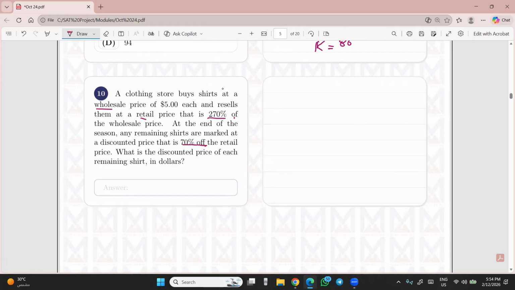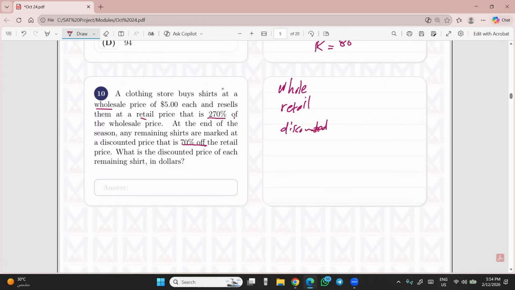So we are talking about the remaining here. So we have three things to consider: the wholesale price, and we have the retail price, and at the end we have the, let's say, remaining or the discounted price, discounted.